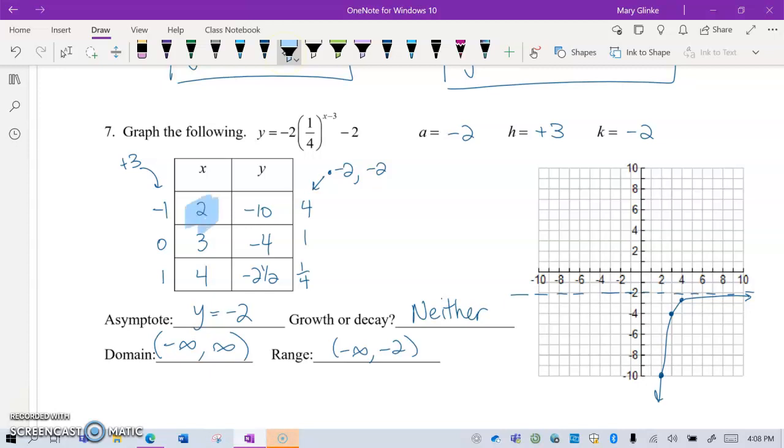Okay, so let's take a look. 2, 3, and 4 for your x values, -10, -4, and -2.5 for your y values. You can see y equals -2. You can see it's neither growth nor decay in your domain and your range there.